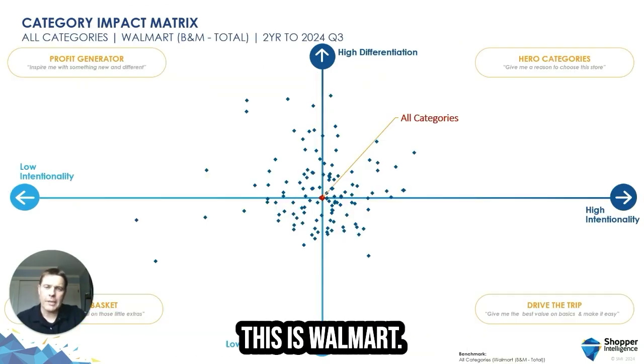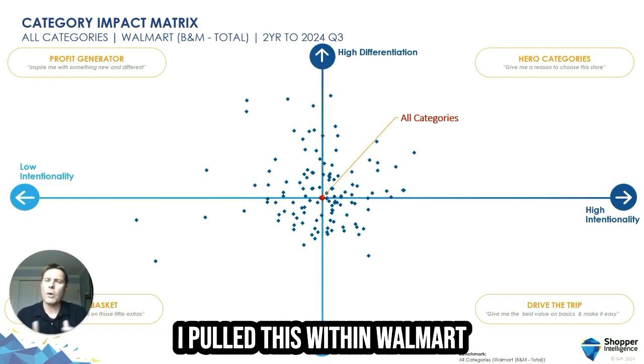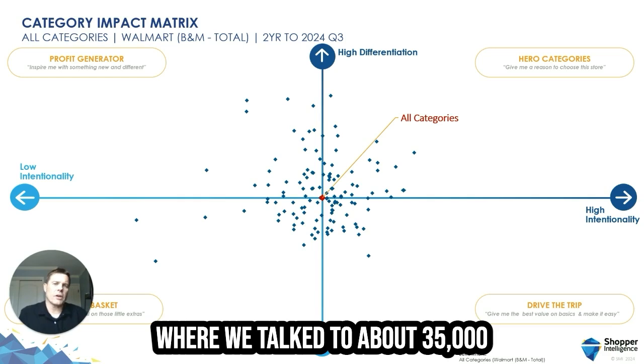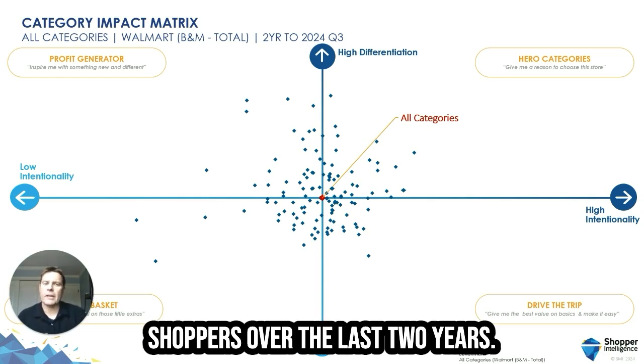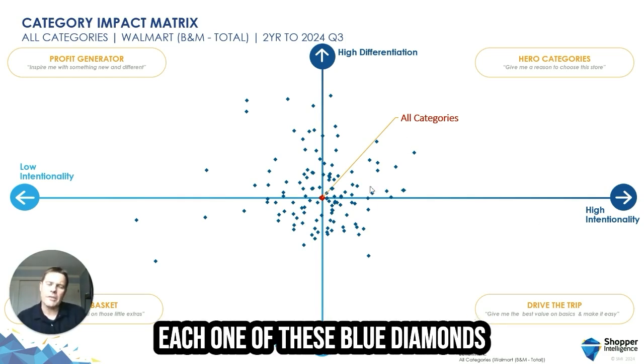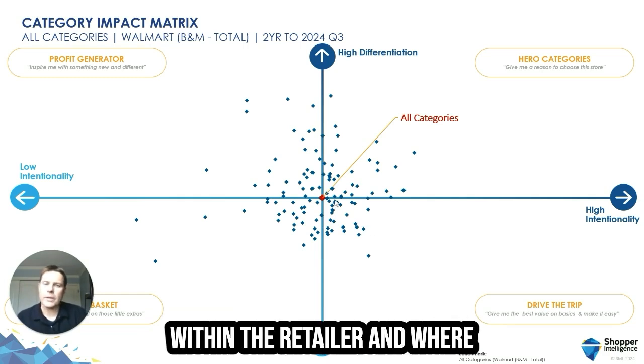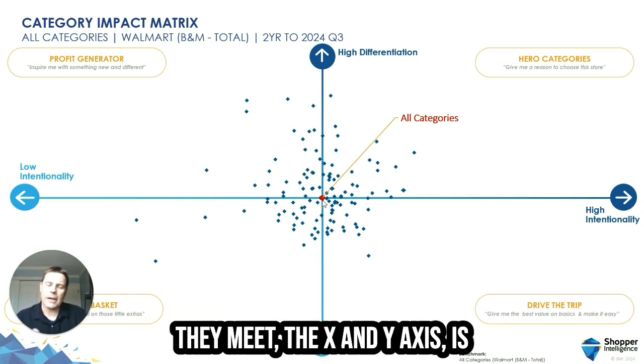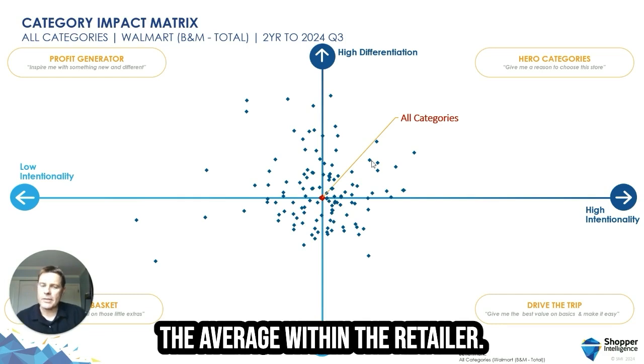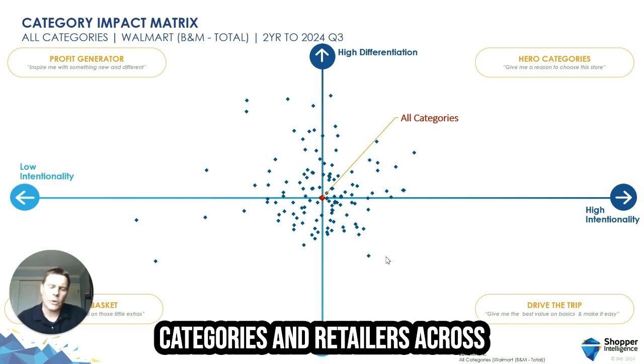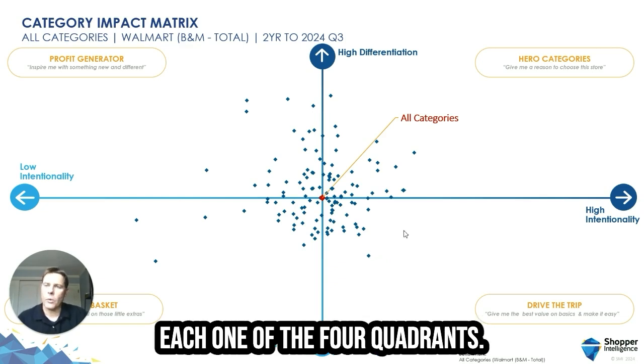To give you a quick example, this is Walmart. I pulled this within Walmart brick and mortar shoppers only, where we talked to about 35,000 shoppers over the last 2 years. Each one of these blue diamonds is a category or department within the retailer, and where they meet the X and Y axis is the average within the retailer. You can see there's a spread of categories and retailers across each one of the 4 quadrants.